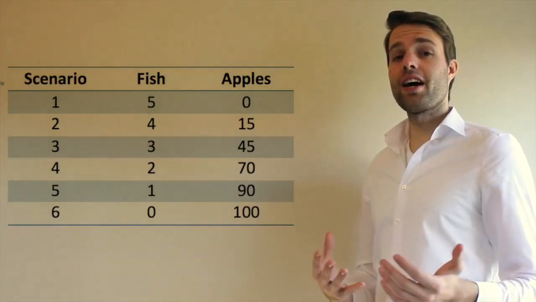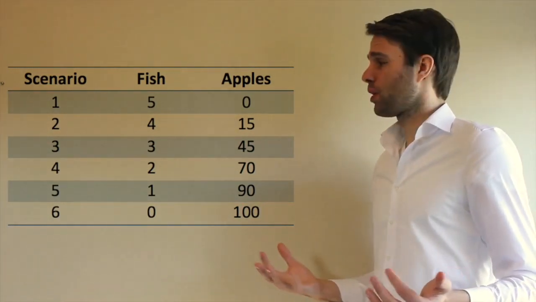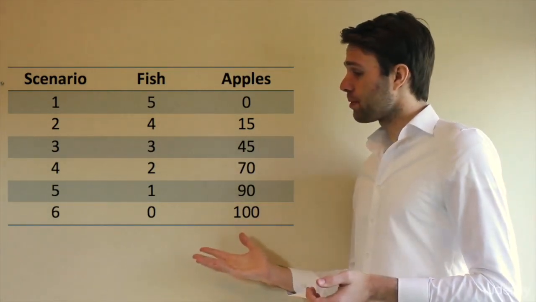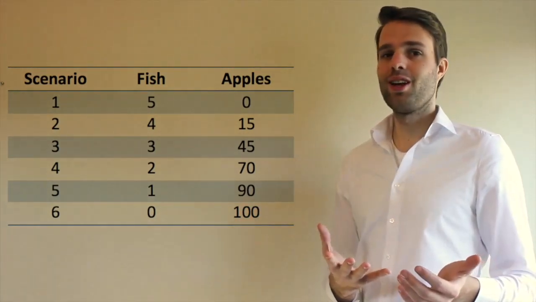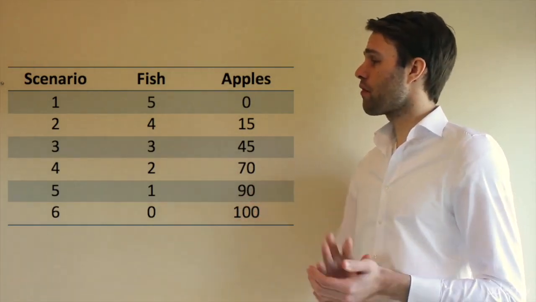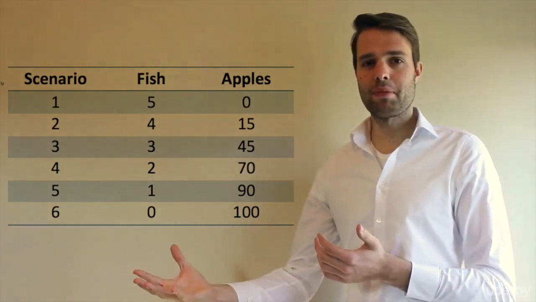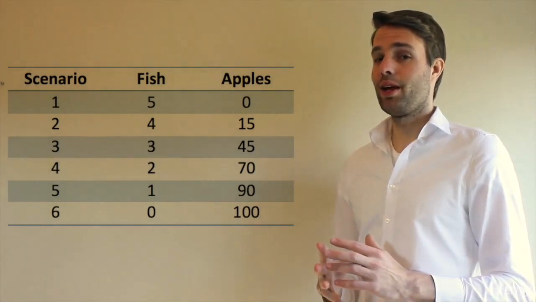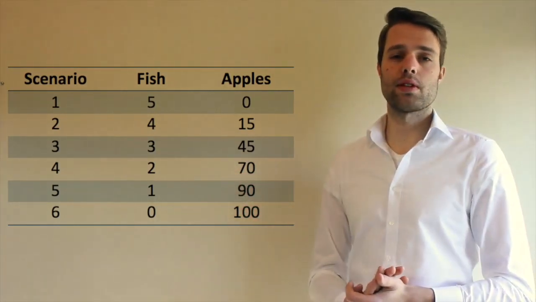Here is all the data from the PPF graph. And let's imagine we want 100 apples. We're in scenario 6. We can see that when we want to pick 100 apples, there's no time for us to catch a fish. But we need our proteins, right? So let's say we want to catch at least one fish. We go from scenario 6 to scenario 5. But it's an easy fish to catch. It's in a lake close by the camp and we can catch it with a simple fishing rod. It doesn't take us too much time. So to do so, from scenario 6 to scenario 5, we only have to give up 10 apples.